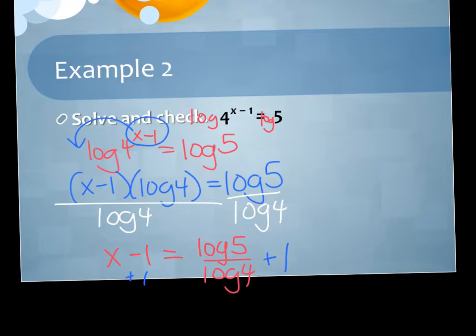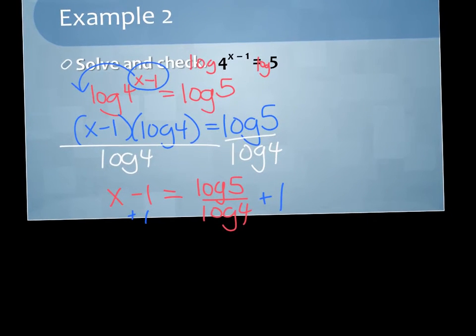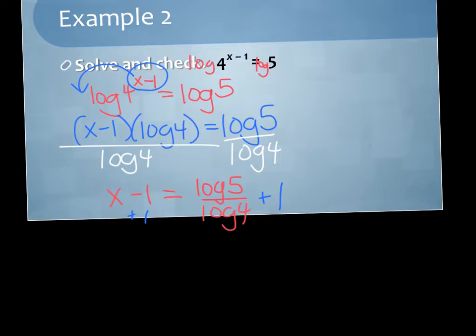And then add 1. Perfect. Add the 1. So you could have divided log of 5 divided by log of 4 and then added the 1, or you can wait and do that all in the calculator. So log of 5 divided by log of 4 plus 1, and I get x equals 2.16. With me so far? Yeah?